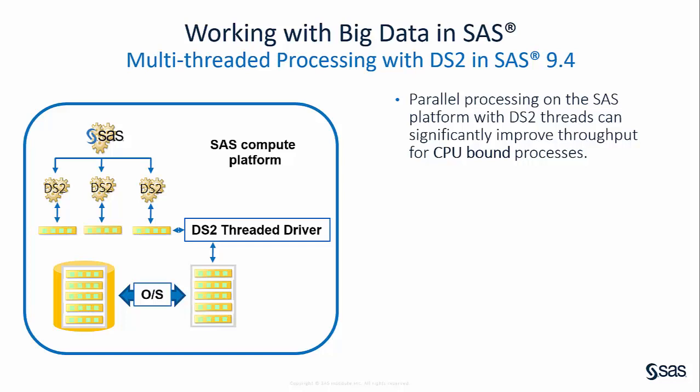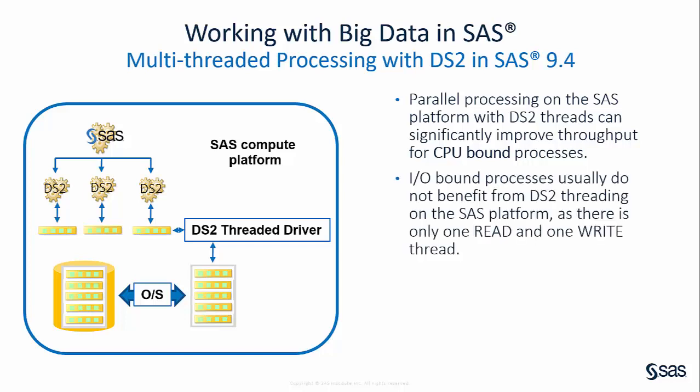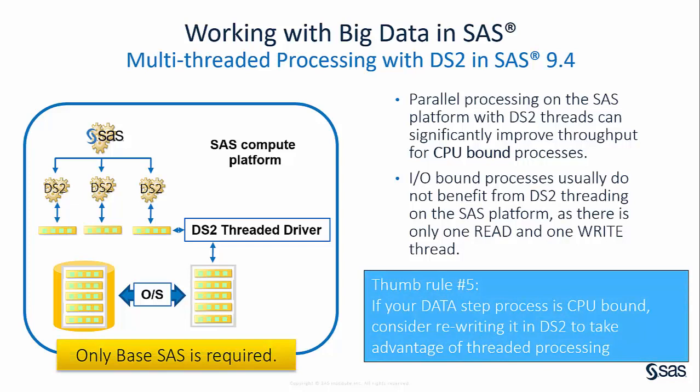DS2 was designed from the ground up to parallel process, and it can parallel process right on your SAS platform and use all of those extra lovely CPUs. An I/O bound process usually won't benefit from DS2 because we have a single read thread, as you can see. But if you have a truly CPU bound process, this can dramatically speed up your processing. So if your data step process is CPU bound, you should consider rewriting that in DS2 to take advantage of threaded processing. And this can be done with nothing more than base SAS.